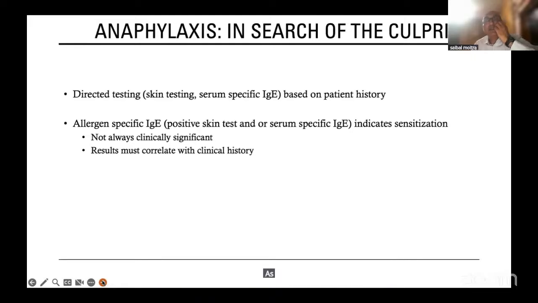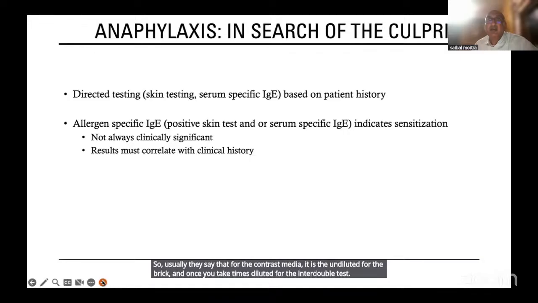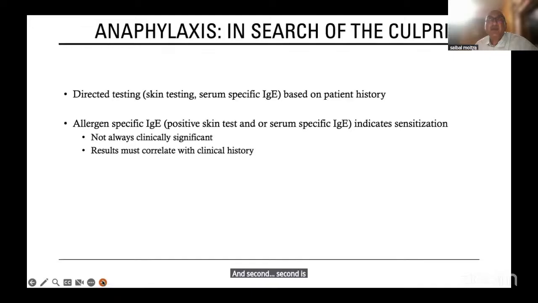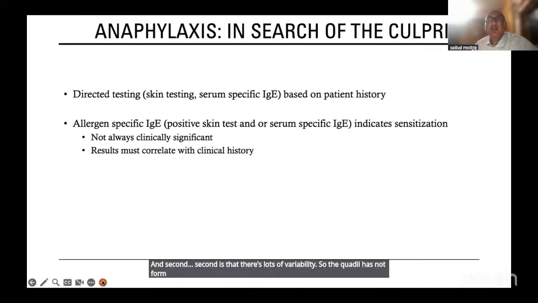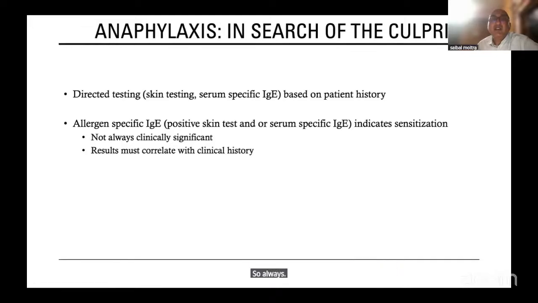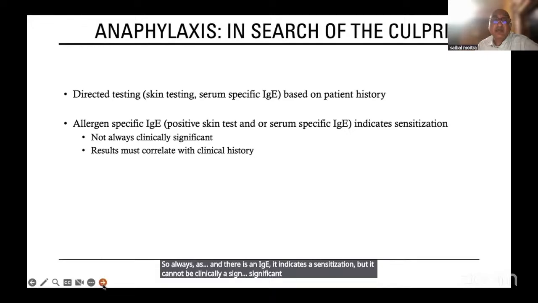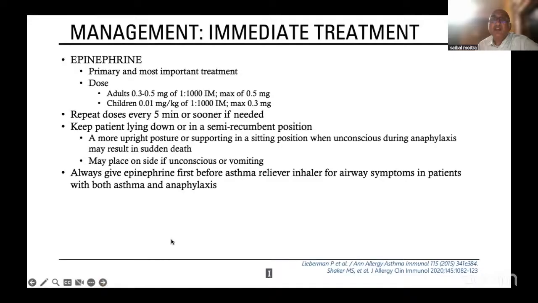As per various European guidelines, skin testing with the agent can be performed to identify the culprit agent. Usually they say that for contrast media, it is undiluted for the prick and 1 to 10 times diluted for the intradermal test. It is very important to understand that these methods are not standardized, number one, and second, there is a lot of variability. So the AAAAI has not formulated a very good guideline for it, but we have guidelines for it under the EAACI. If there is an IgE, it indicates sensitization, but it may not be clinically significant, so it always has to be correlated with the clinical history. I won't go into the management, but we know that immediately when we suspect anaphylaxis, we give adrenaline.